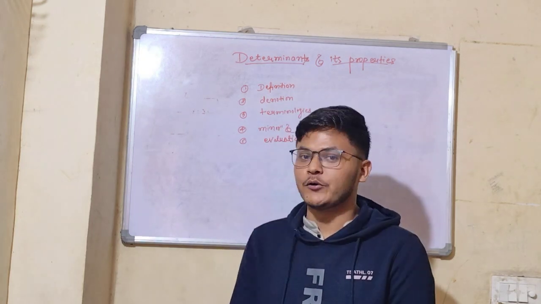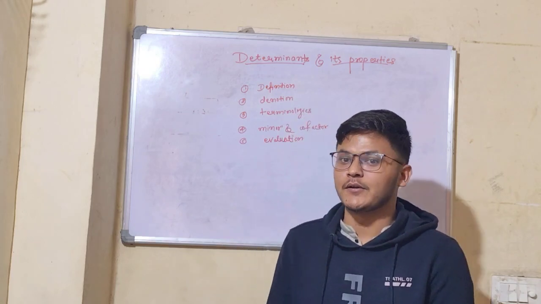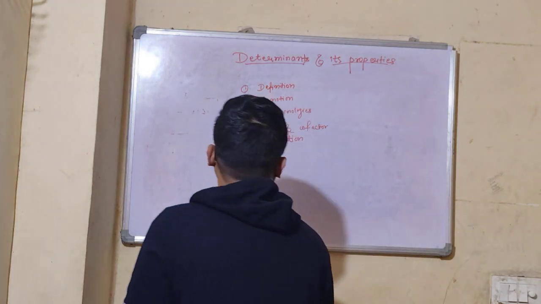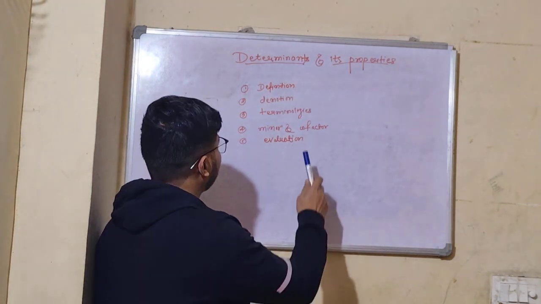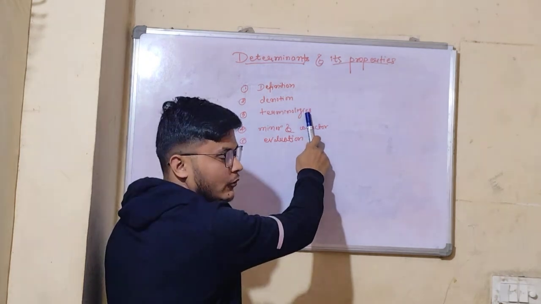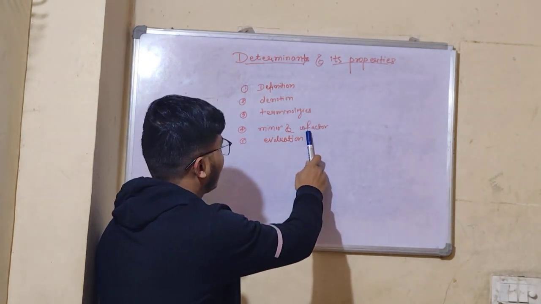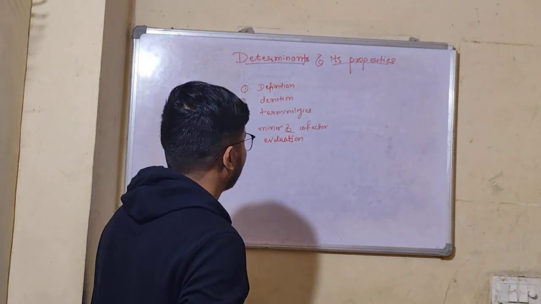So here I am going to present you determinants and its properties in my today's lecture. So let me start with. We will cover these points including the definition, how we denote the determinant, some of its terminologies, what is minor and cofactor, and finally the evaluation of the determinant.